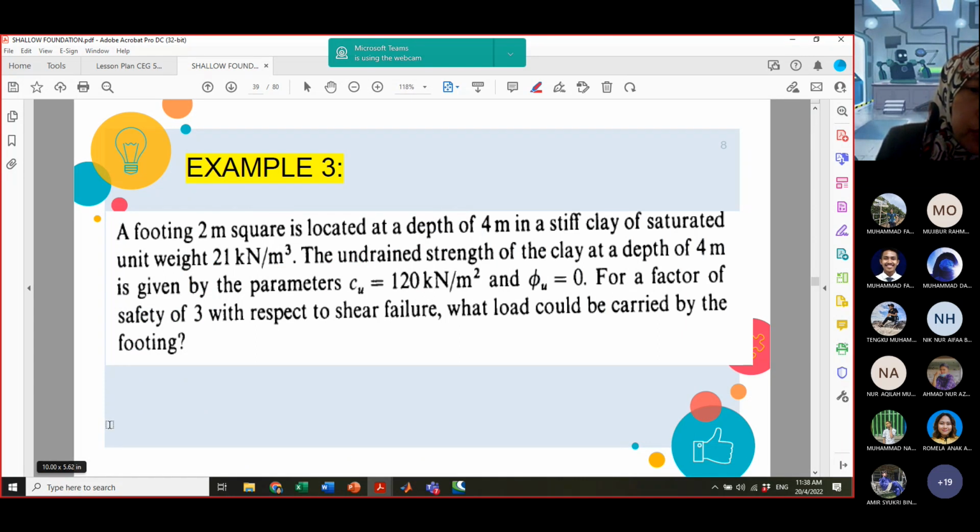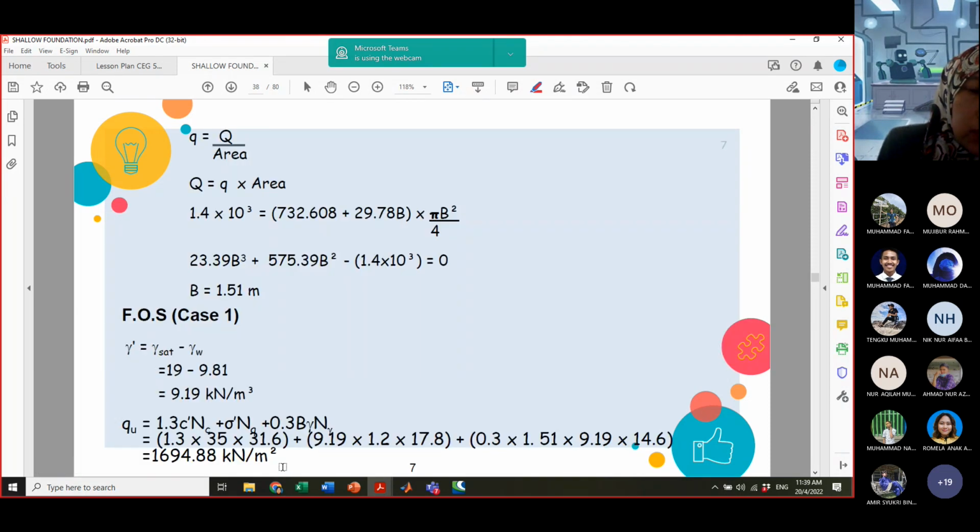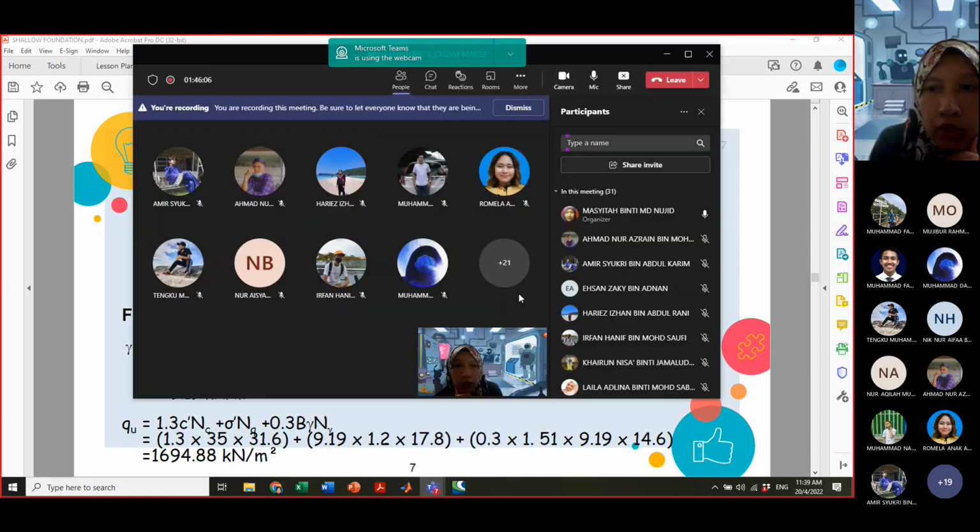So I give it to you. Kita ada beberapa minit lagi sebelum kita end this class. So I want you to calculate further what is the factor of safety from this kind of problem, iaitu case yang mana ultimate bearing capacity is calculated with the effect of groundwater table at the ground surface. So berapa nilai factor of safety using the formula safe bearing pressure ataupun safe allowable bearing capacity.